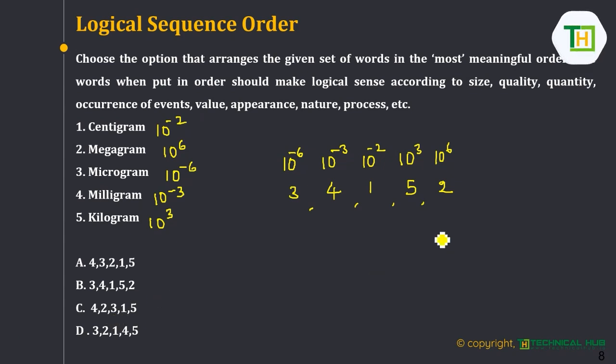Or else, if 3, 4, 1, 5, 2 is not in the options, then I have to write 2, 5, 1, 4, 3. That is the largest to the smallest. Okay. So this might be the answer. If 3, 4, 1, 5, 2 is not there in the options, the answer must be 2, 5, 1, 4, 3. Okay, the order may be from smallest to the largest or from largest to smallest. It is option B there. Okay.